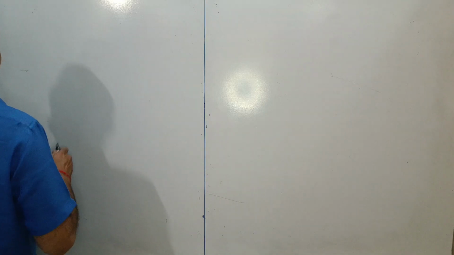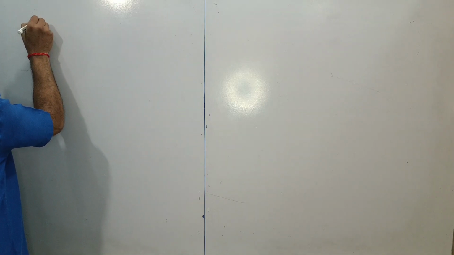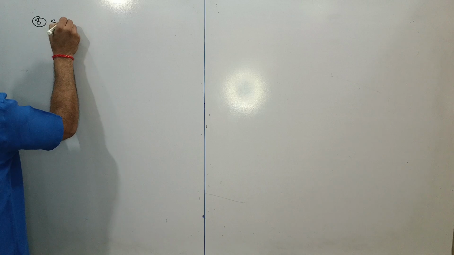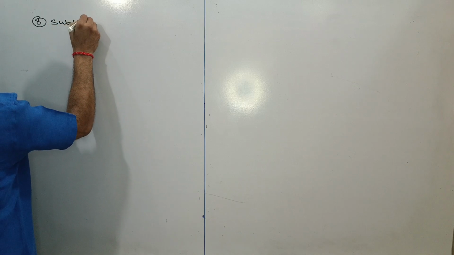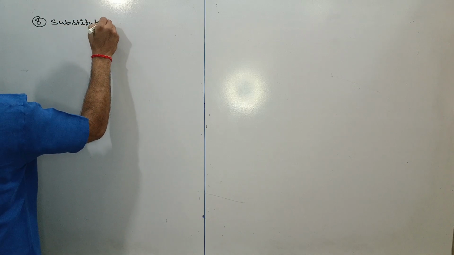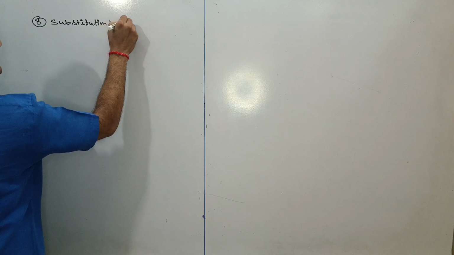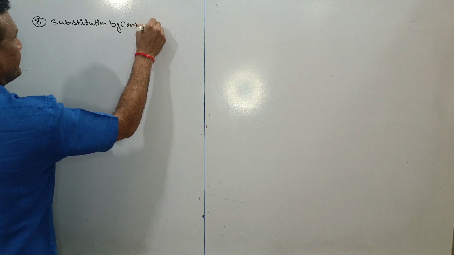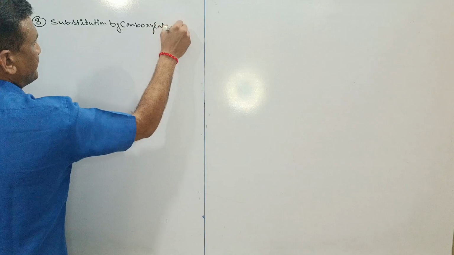So this was about the substitution reaction. Now I would like to go with the eighth reaction, substitution by carboxylate group. This is the eighth reaction, substitution by carboxylate group.